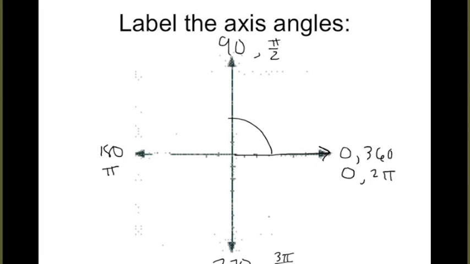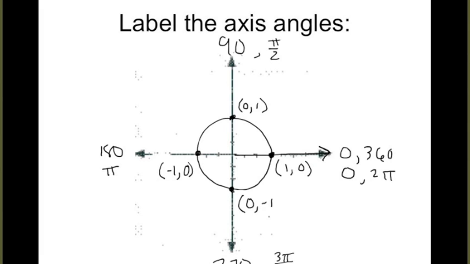Then we are going to make a circle. We're going to say that circle has a radius of 1, and we're going to label the places that circle intersects these axis lines. So x comma y, on this first point we would be at x is 1, y is 0. Up at the top would be x is 0, y is 1. Over the side, x is negative 1, y is 0. And down at the bottom, x is 0, y is negative 1.